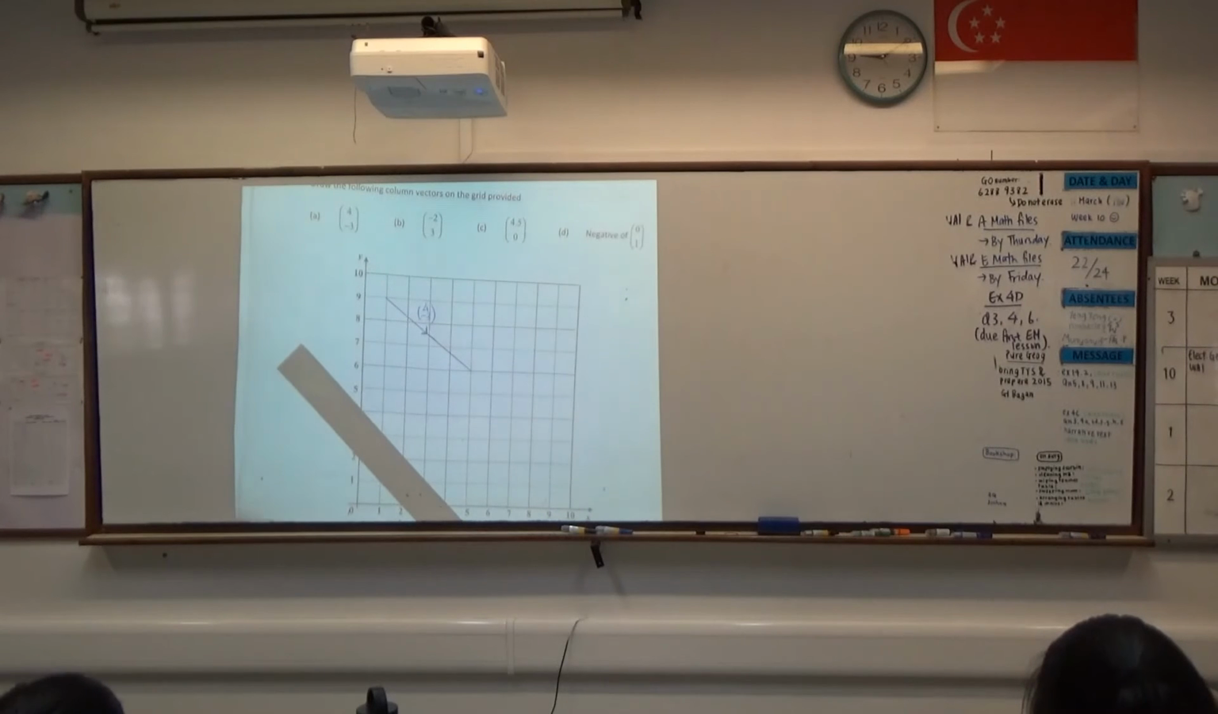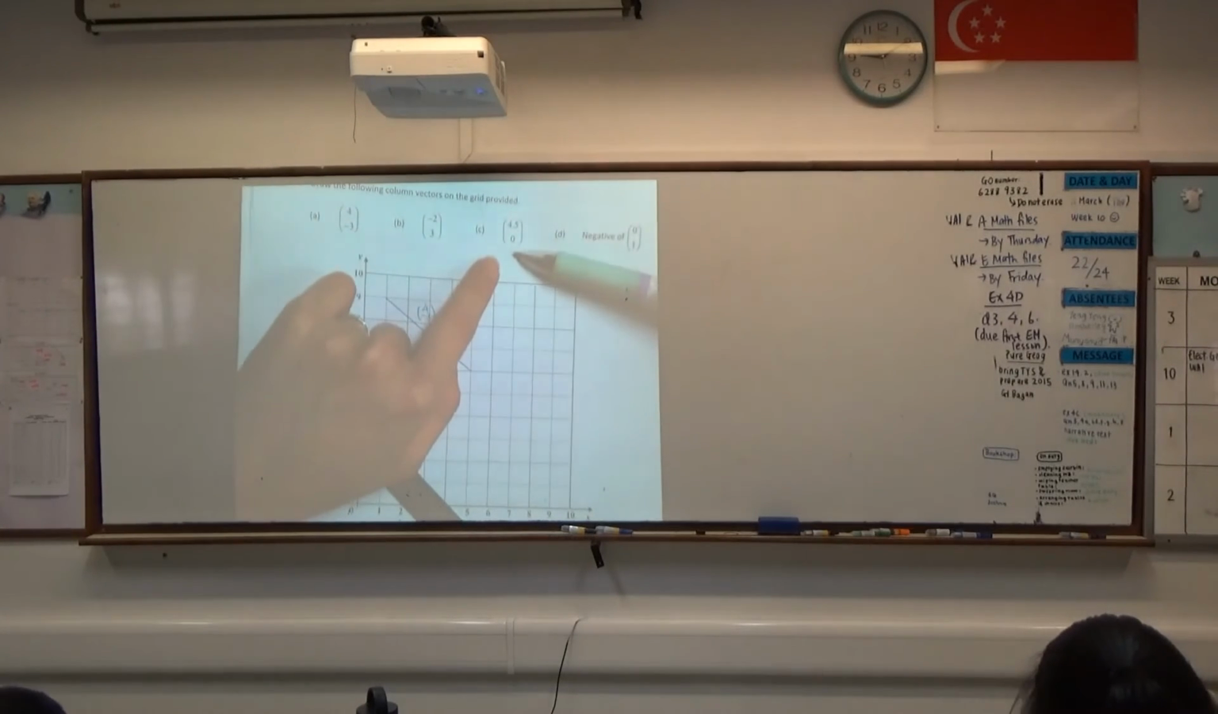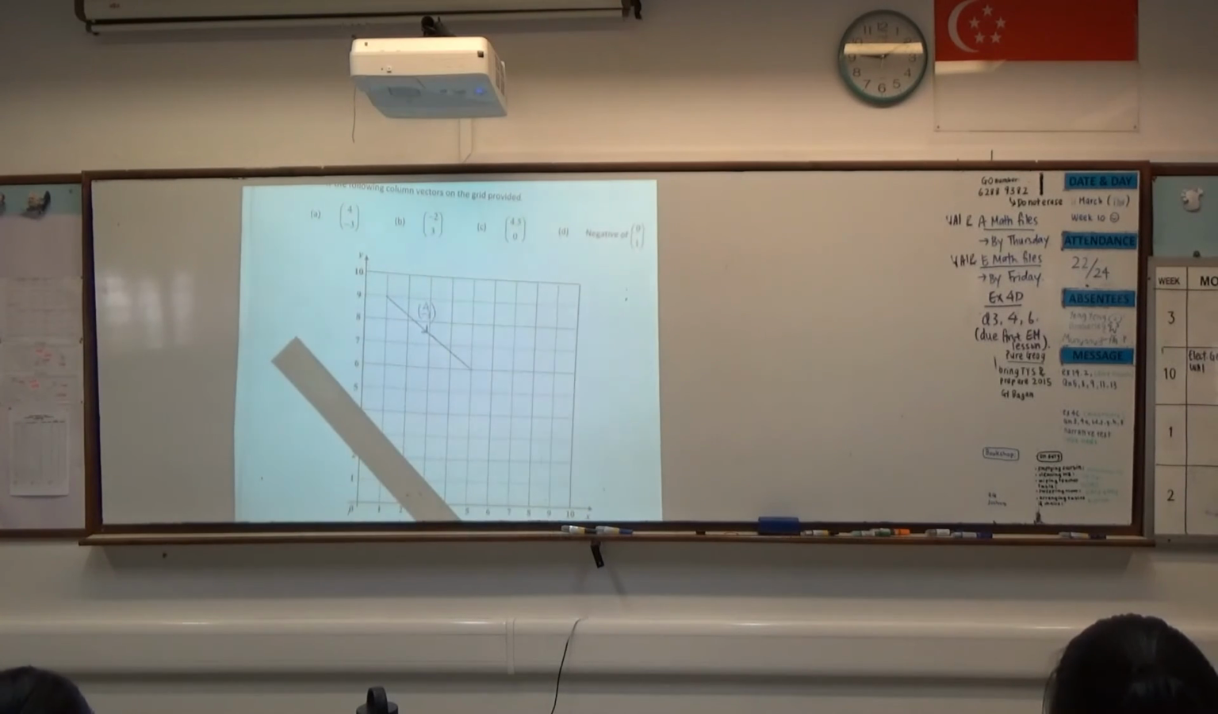Could you very quickly try to draw part B and part C as well? Draw out these two vectors. I'll explain a bit on part D. If you do not do part D, then you can go ahead.